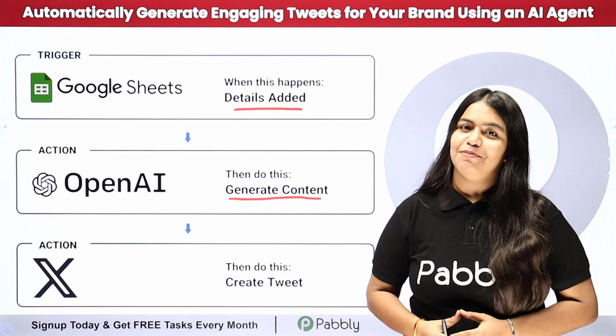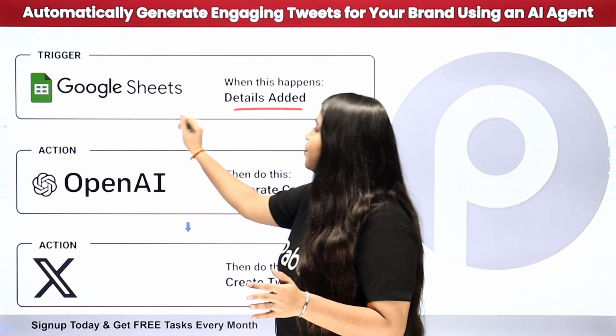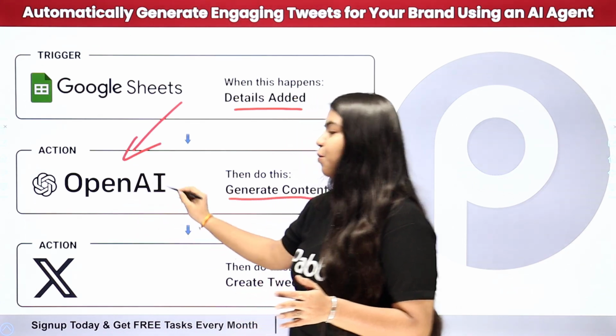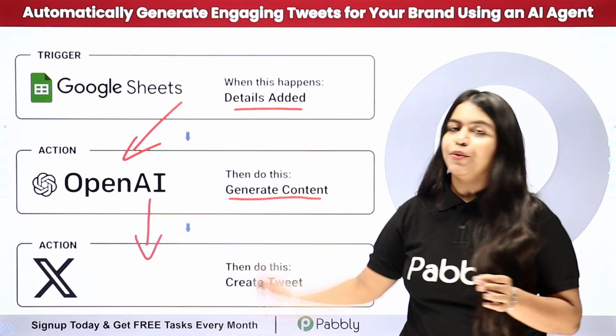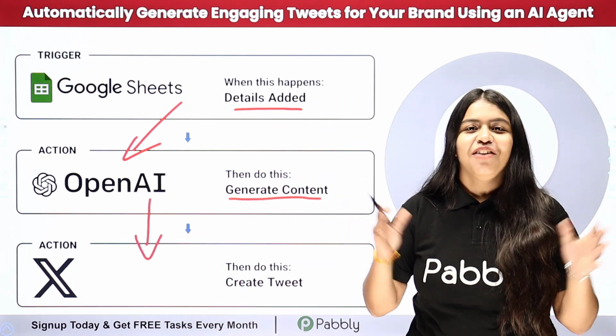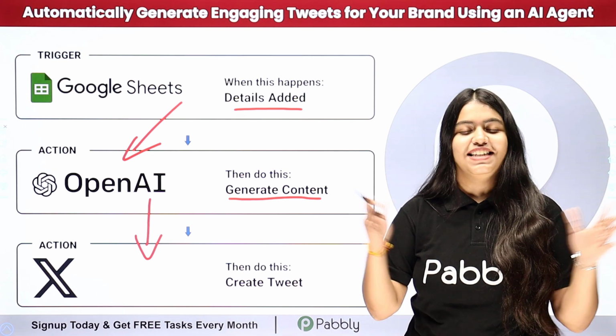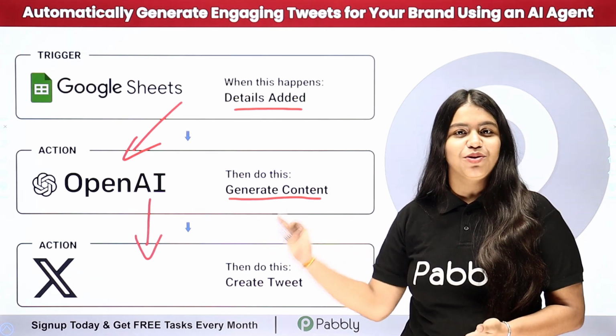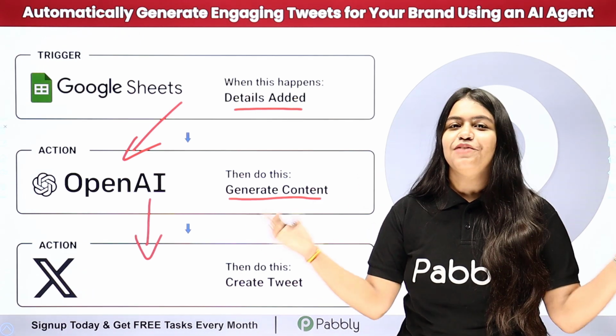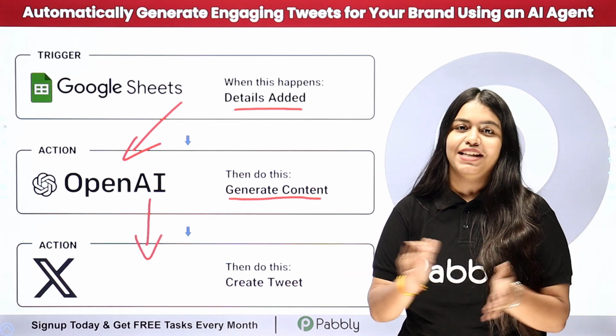So to do this, we are simply going to create a connection between Google Sheets, my AI agent, which is OpenAI, and then X. And to create this connection without knowing any programming or coding language, we are going to use Pabbly Connect. It is an amazing automation software. So do you also want to create this amazing automation for your own business? Then for that you have to come with me towards my screen.